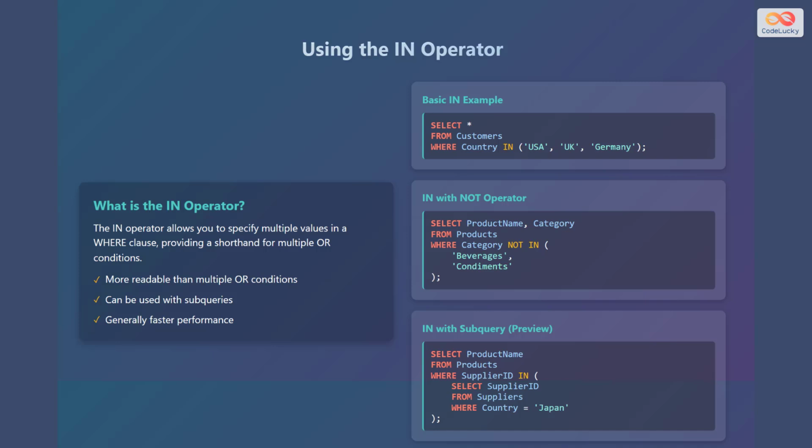Let's look at some examples. The first example shows how to select customers from the USA, UK, or Germany. It selects all columns from the customers table where the country is in USA, UK, or Germany.